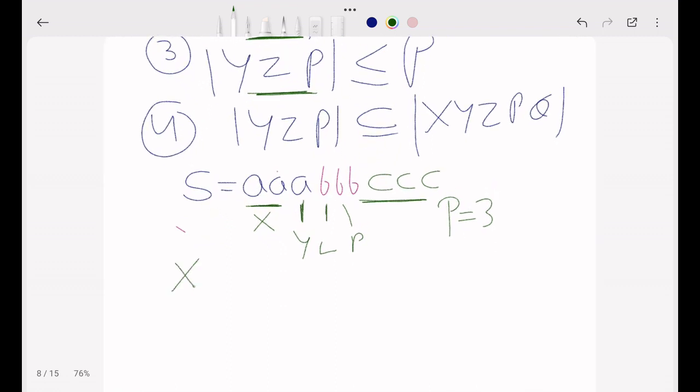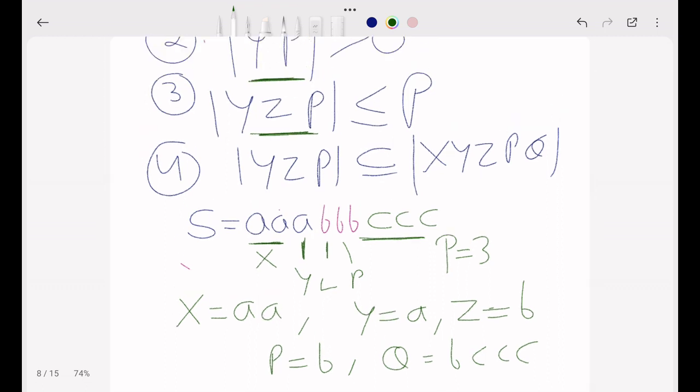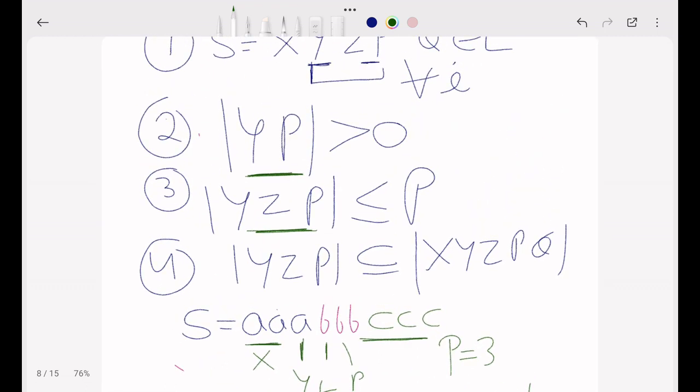Okay, now what is the meaning of this? I am taking x is equal to a, y is equal to a, and z is equal to b, and p is equal to b, and I am taking q is equal to bccc. You can take any, okay, but you have to remember only this one: |yp| must be greater than 0.